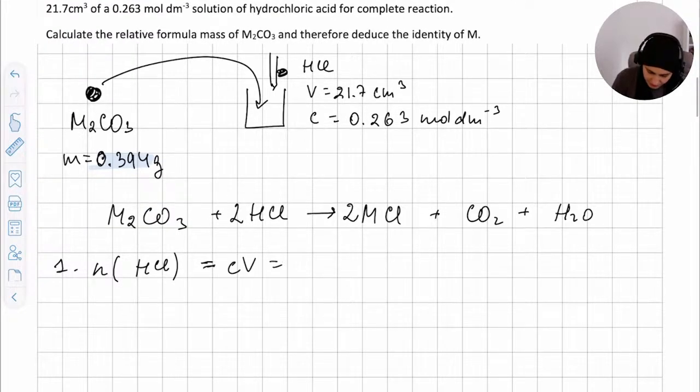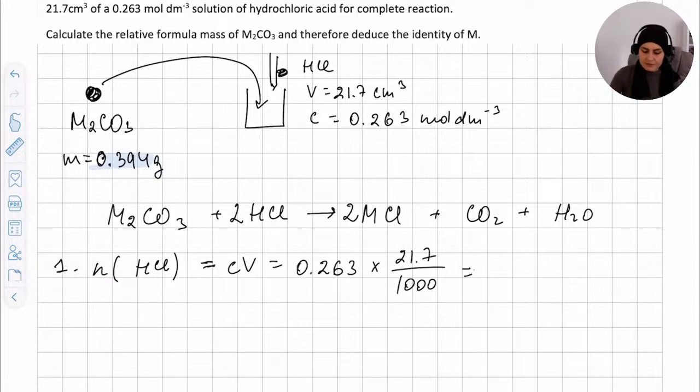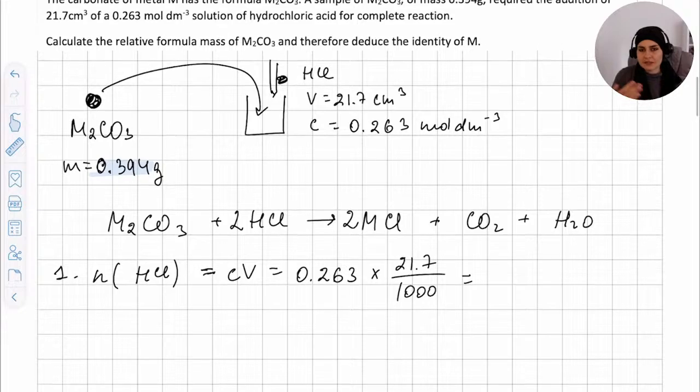Concentration is 0.263. Volume is 21.7 divided by 1000, right? Because I need to convert it to dm cubed. So in this formula, because the concentration is per dm cubed, you need to use a volume in dm cubed. Yes, you always convert cm cubed to dm cubed.